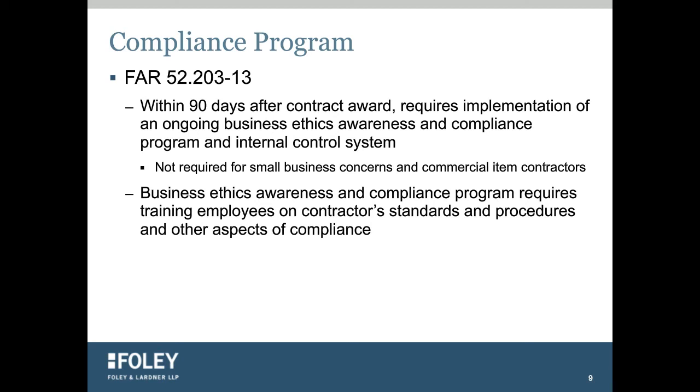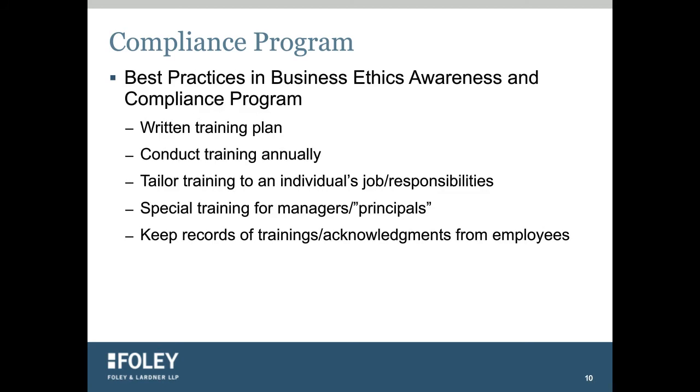A business ethics awareness and compliance program requires periodic communication of a contractor's standards and procedures through employee training. To make the training effective, you should have a written training plan. You should do your training at least once a year, and you should make sure it's updated to reflect any changes in laws and regulations. Also, to make the training as meaningful as possible, you should attempt to tailor it to an individual's job and responsibilities to the extent you can. So, for example, if you have a specific group of employees who are working on government contracts-related requirements, you should train those employees on those specific requirements. You just want to make sure the right people are getting the right information.